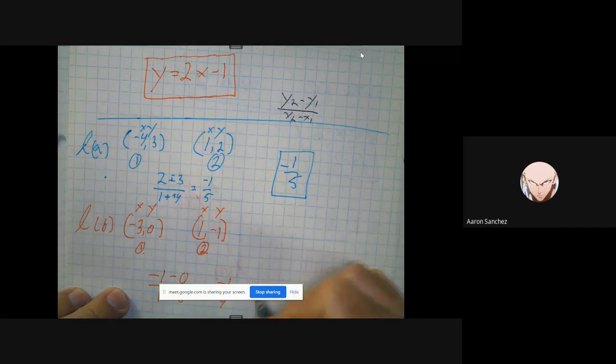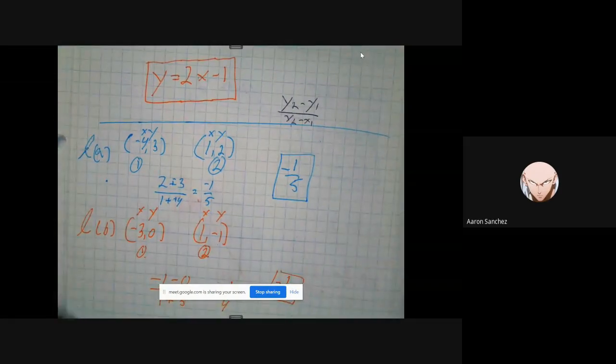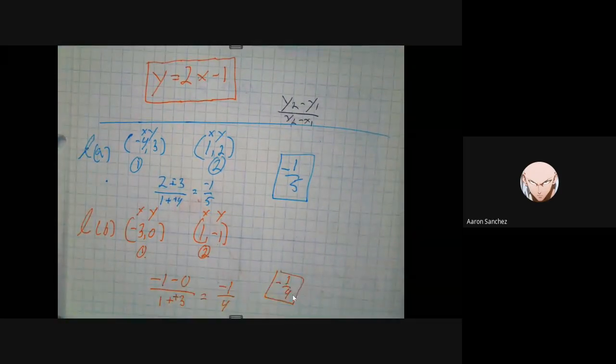4. So actually, they are neither. I was trying to find ones that were parallel. If they're the same slope, they would be parallel, but they're not.